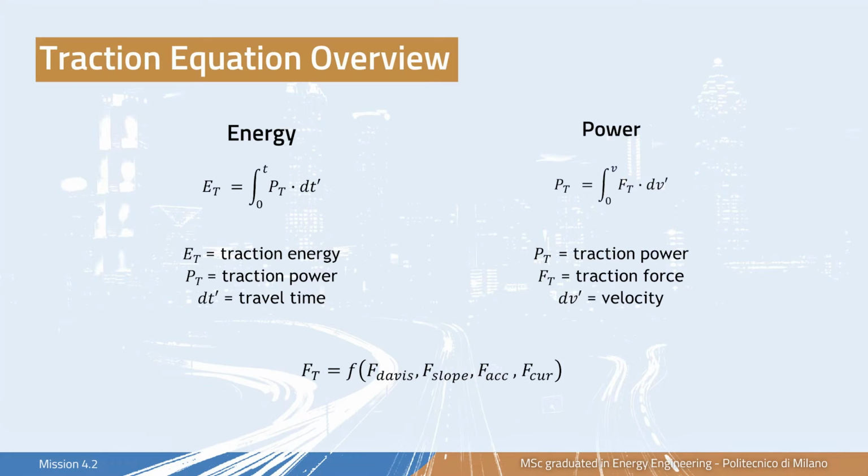Now, let's take a look at the fundamental equations that describe train traction. Since RAMP calculates energy demand as the power of an appliance multiplied by the usage time, we can apply this approach to train traction. The traction power is calculated by multiplying the traction force by the speed of the vehicle. The traction force required to move a train consists of 4 key components.